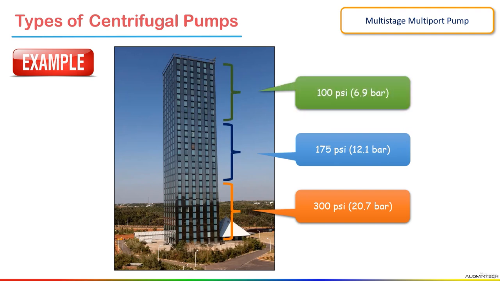So the first zone, which is shown in the figure, has an outlet pressure of 100 psi, meaning around 6.9 bar, and feeds the lower floors.